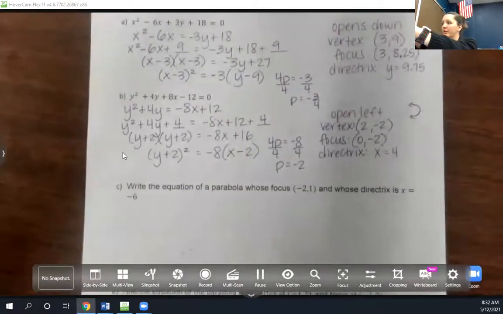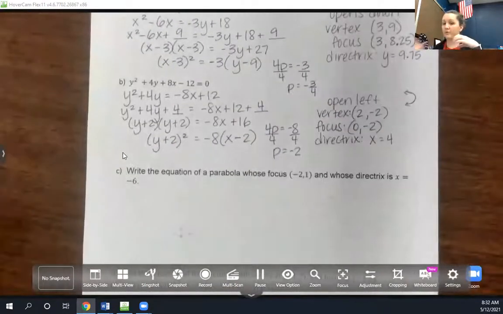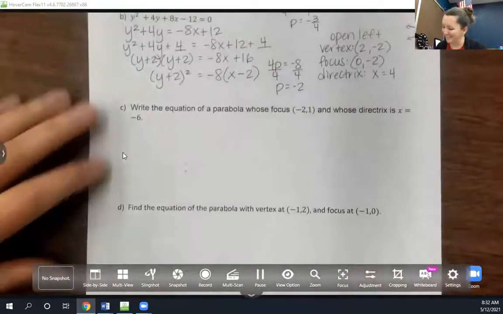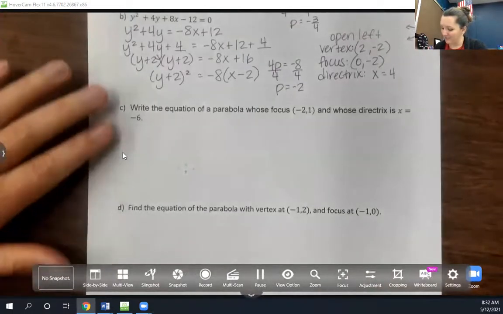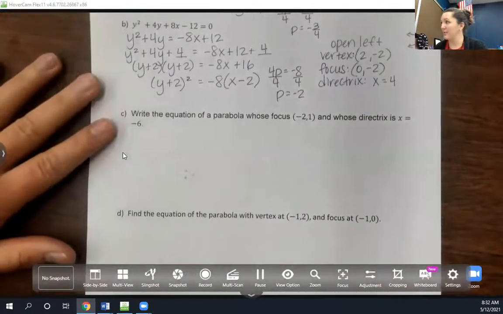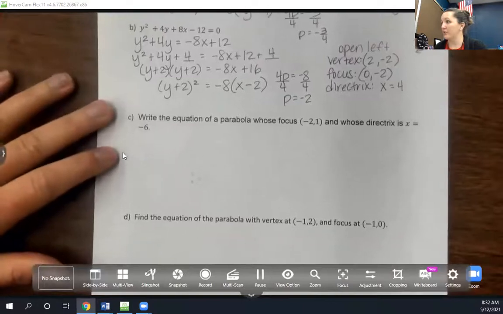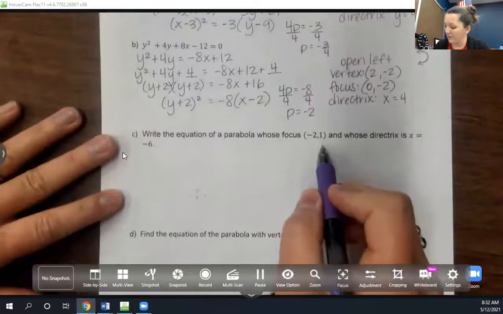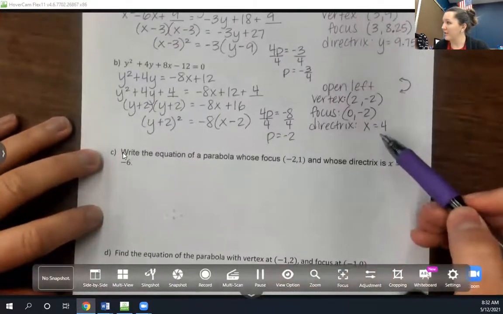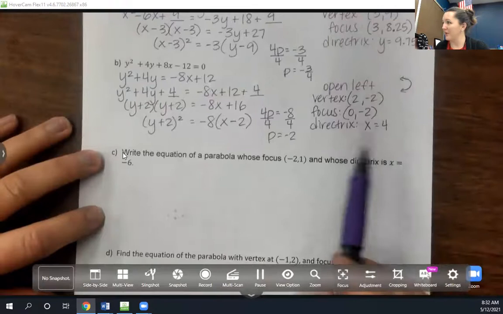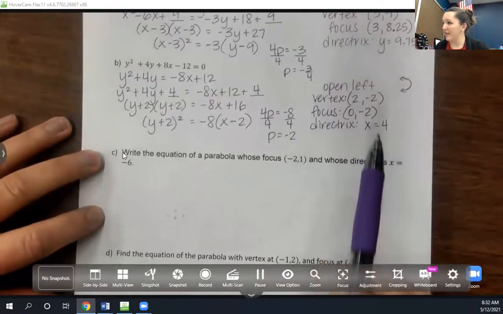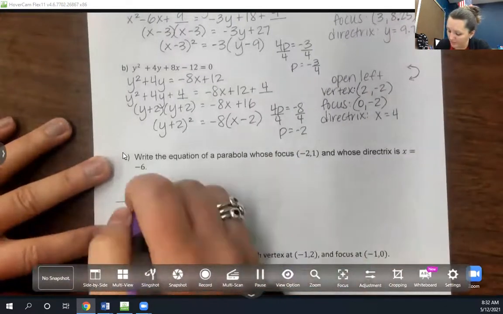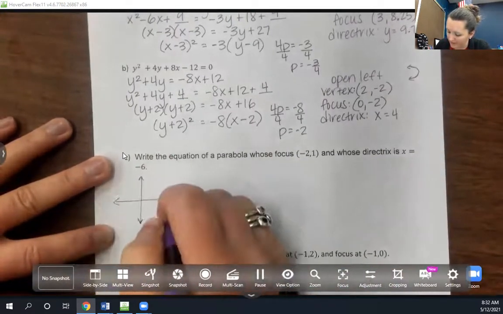And it helps to know whether you're finding the focus or directrix, whichever way it's opening, up or down or right or left. All right, let's look at this. Write the equation of a parabola whose focus is (negative 2, 1) and whose directrix is x equals negative 6. All right, so this is crazy, right? Well, let's look at our last one. We know it opens right or left because this is an x equals line. So if we think about this on your coordinate plane, that'll help us to visualize it.